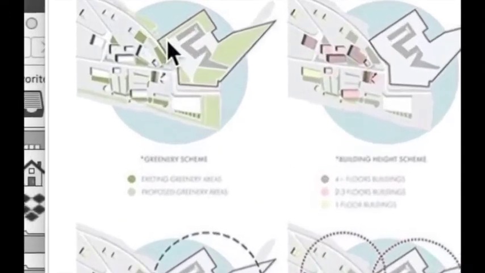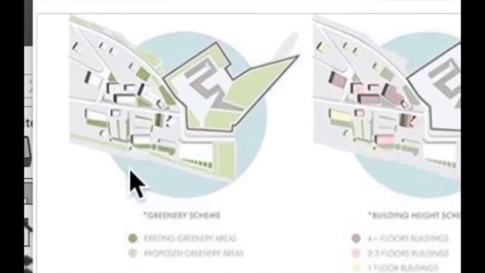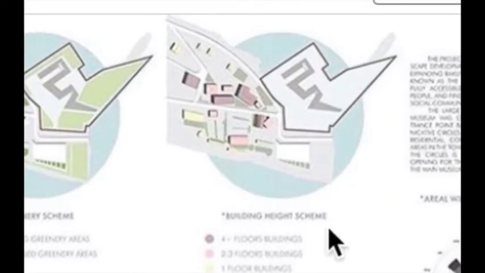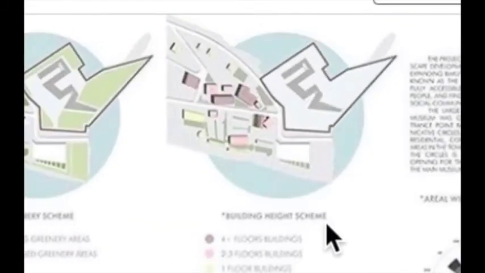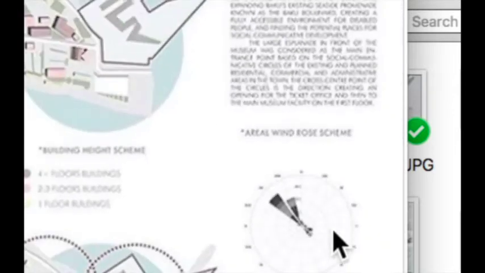Here you have to present a set of schemes, functional schemes. First is the green area, after that is the height of the building. By color you have to separate different building heights and present them in the scheme. And you have to present also the direction of the wind.